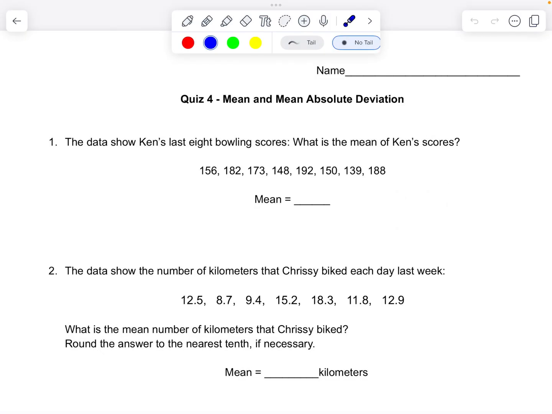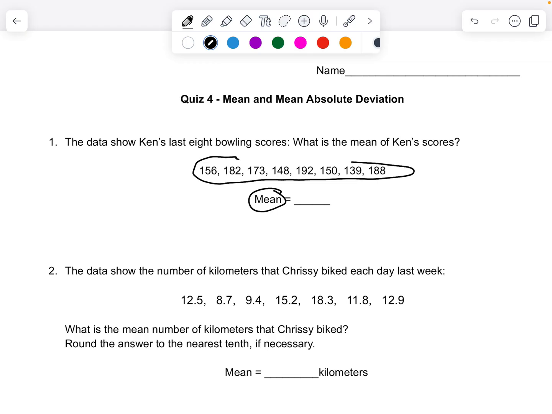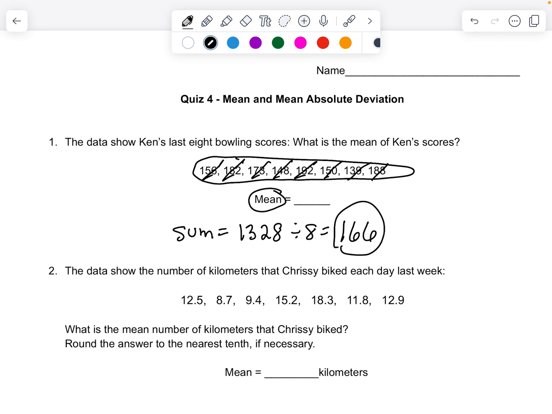Okay, and number one, we had to find the mean of the distances here. To find the mean, you had to add up all of your data to find the sum. And if you added correctly, and you should show your work for this, you should have gotten 1,328. The second step for finding mean is dividing by the number of pieces of data. So we had 1, 2, 3, 4, 5, 6, 7, 8 pieces of data, which would give you a mean of 166. Now you want to check if that's reasonable or not. Is 166 between the smallest and largest piece of data? And it is, so that makes sense.